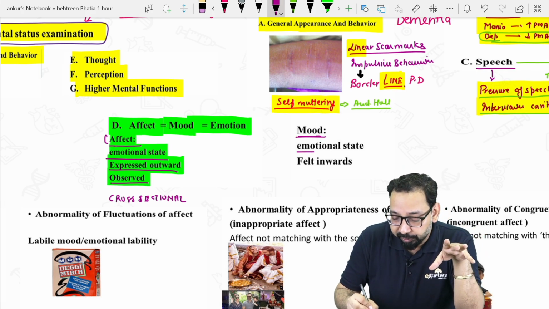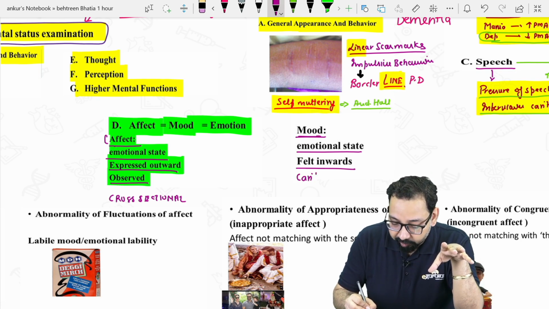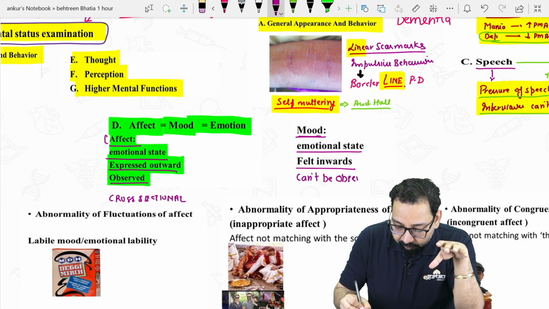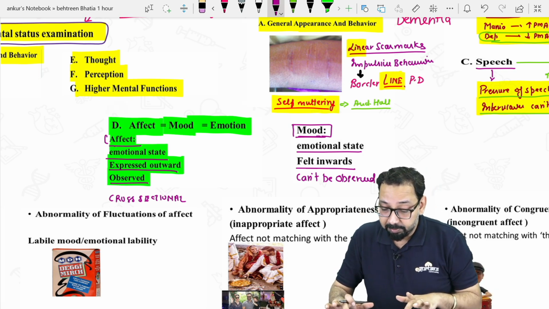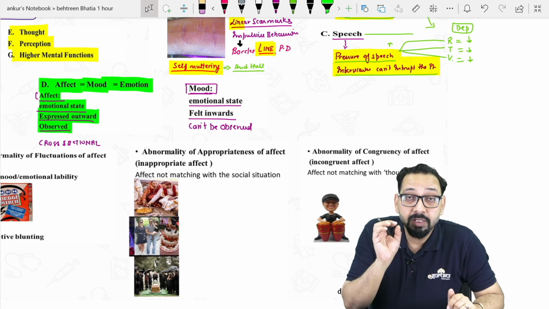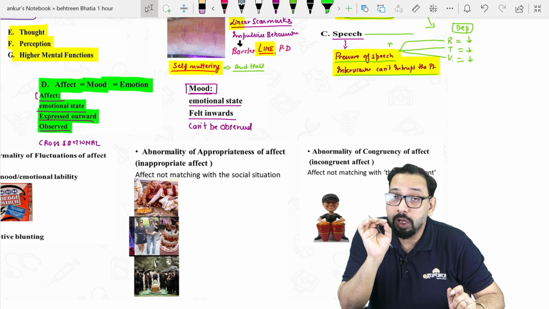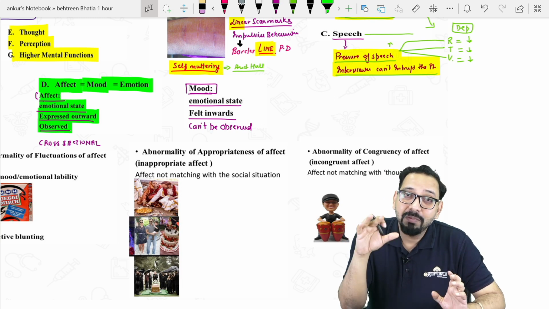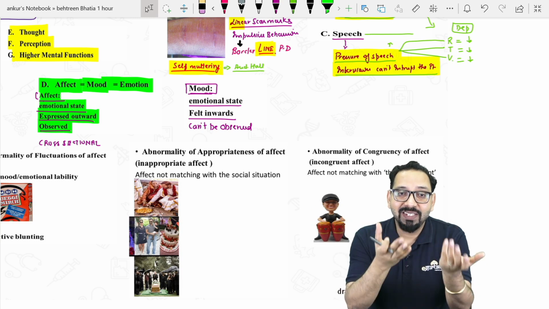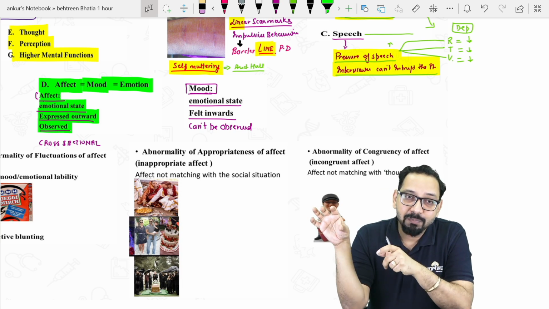Mood means emotional state felt inward. You can't see it, it can't be observed. How to remember mood? Matlab man ki baat. Not man ki baat of Modi ji, that is different. Man ki baat means you can't observe his emotional state. You can only know when he tells you. Otherwise, you can't know. So a person may be sad for a long time, and sitting in front of you and smiling, you will say his affect is happy, but his mood is sad.